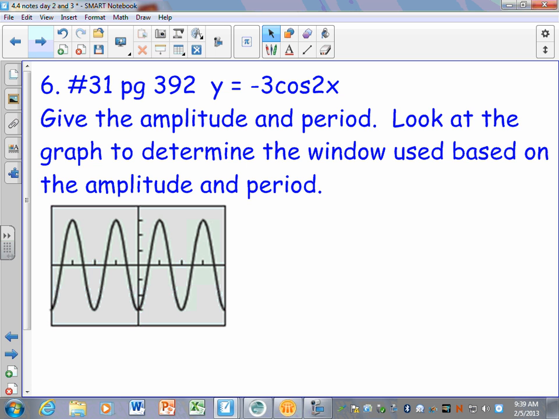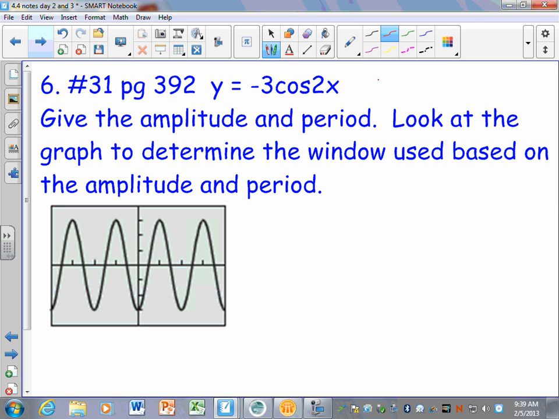If they ask you to match the equation up with the graph, how do I know this is cosine and not sine? Look at where it starts. Sine always starts at 0. Cosine always starts up on the y-axis. But why does this one start down on the y-axis? Because they're negative. And so that's something to think about as you're doing these as well.